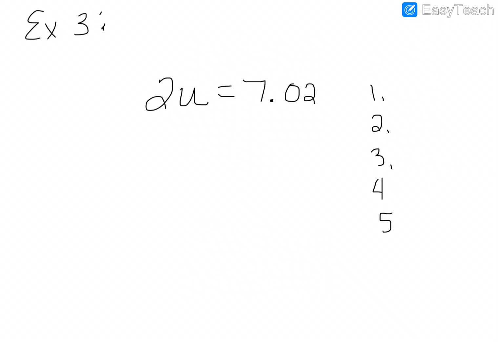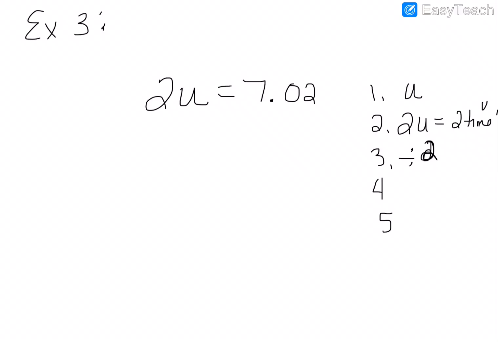That's good. Next example. 2u is equal to 7.02. So let's identify the variable here, and the variable is u. Now what's happening to that u? We have 2u. When we have a letter and a number next to each other like that, it is multiplication. So we're taking 2 times u. I'm sorry, I ran out of space here. 2 times u. So the inverse operation of 2 times is we're going to divide by 2.